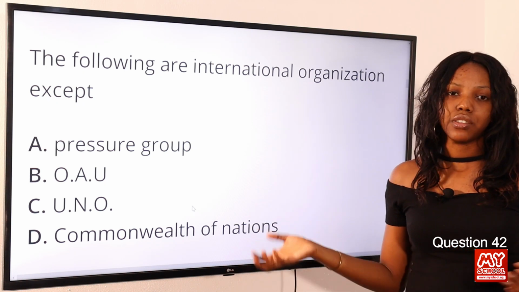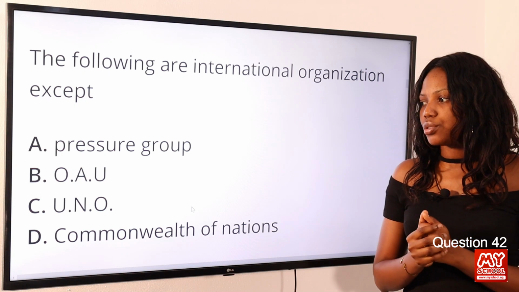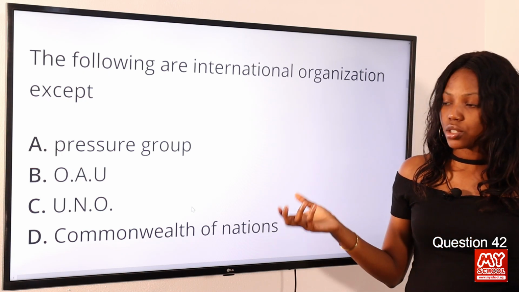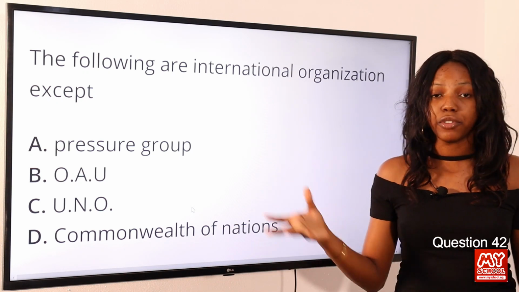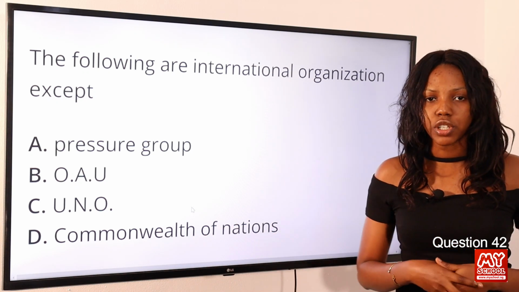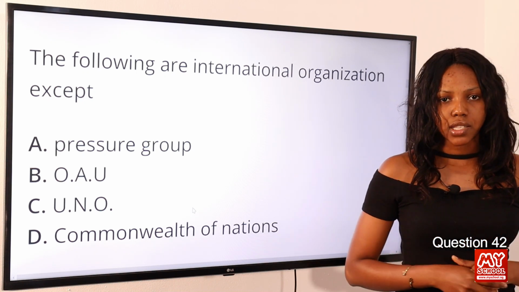Option B, C, and D involve so many countries. So many countries come together to form OAU, Organization of African Unity, UNO, United Nations Organization, and then the Commonwealth of Nations. So these are confederations, unions of countries, unions of states, except option A, which is the correct answer to this question.